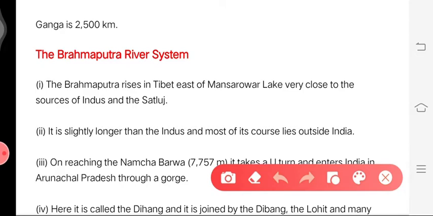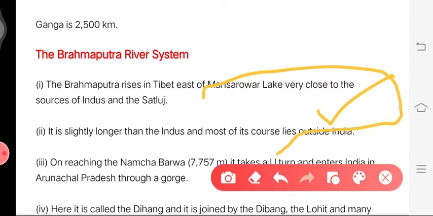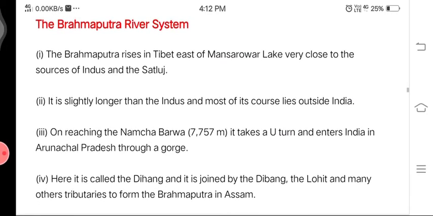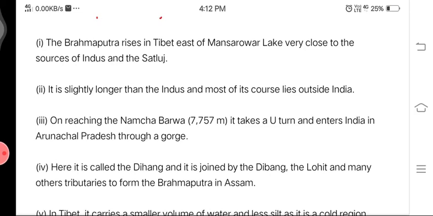It is slightly longer than the Indus, and most of its course lies outside India. It means most of its course is in Tibet, and in India there is a very small course of this river. On reaching Namcha Barwa, which is 7,757 meters, it takes a U-turn and enters India in Arunachal Pradesh through a gorge.